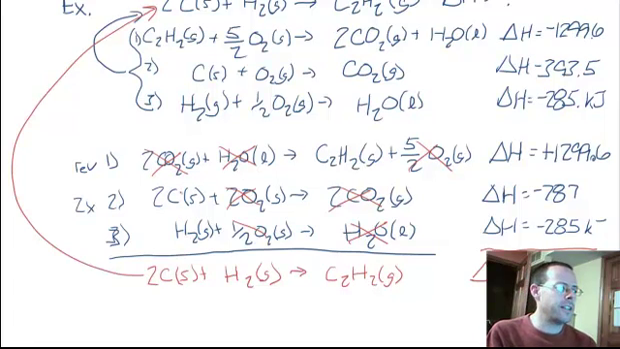So if I take these values, which we know pretty well, and just change them, whether it's multiplying them by 2, reversing their sign, leaving them the same, and then adding up my new delta H's, I can get the delta H for this reaction. Okay, and that is Hess's law.